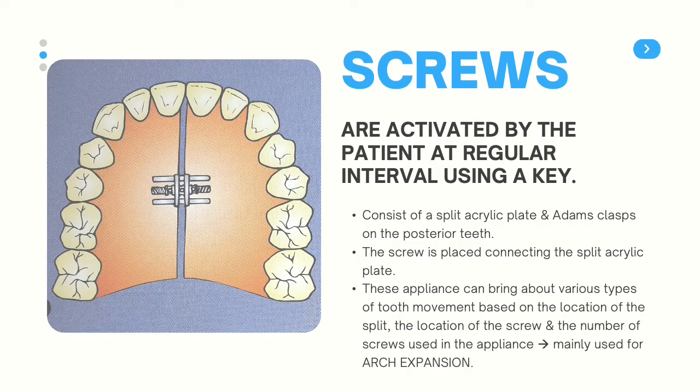Okay, besides bows and springs, screws is also one of the active components. The screws are activated by the patient himself or herself at regular interval using a key. Okay, it consists of the split acrylic plate and Adams clasps at the posterior teeth for retention. The screw is placed connecting the split acrylic plate, and then this appliance can bring about various types of tooth movement based on the location of the split, the location of the screw, and then the number of screws used in the arch, and then the screws is mainly used for arch expansion.